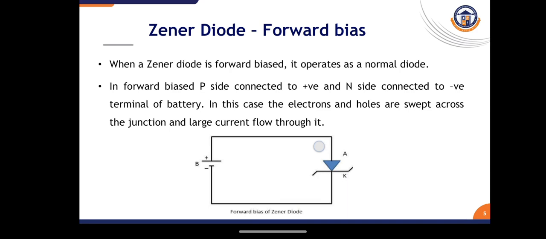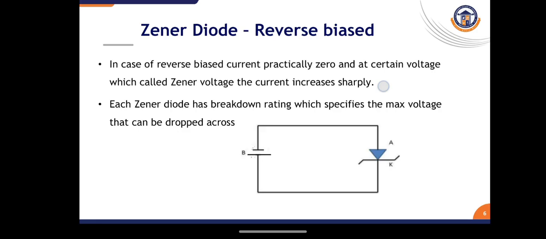and large current flows through it, like that of a normal diode. In reverse bias condition, the negative terminal of the battery is connected to the anode and positive is connected to the cathode. So in this case, current practically remains zero, and at a certain voltage called the Zener voltage, the current increases sharply. Each Zener diode has a breakdown rating which specifies the maximum voltage that can be dropped across the diode. So based on that breakdown rating, we can identify the breakdown voltage of a Zener diode.